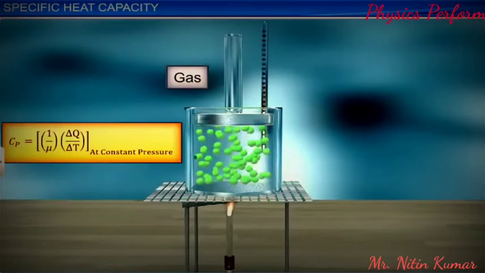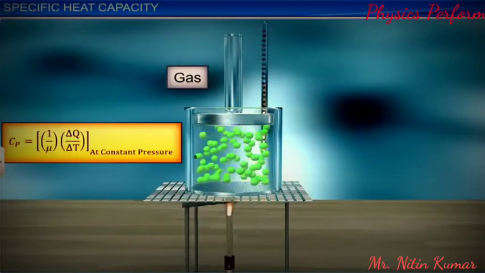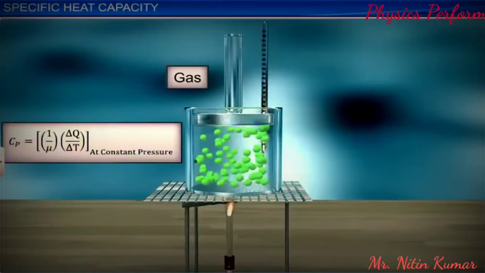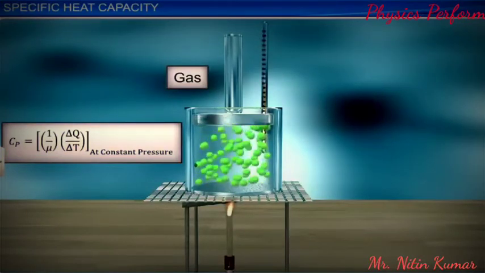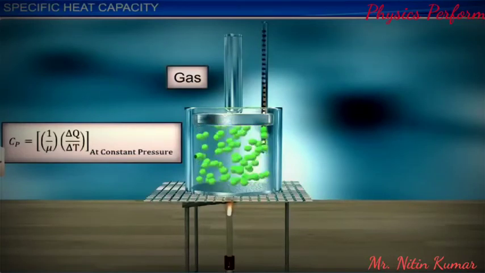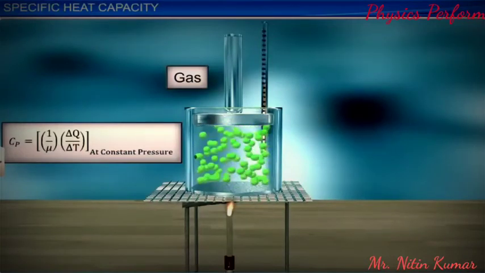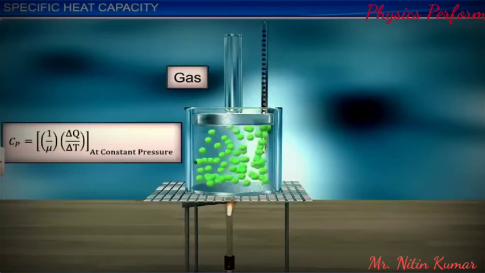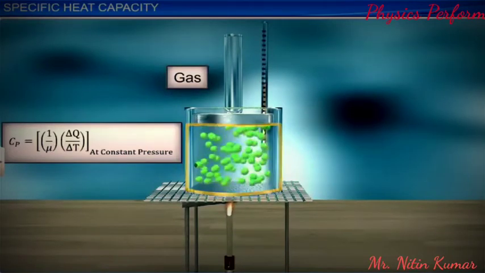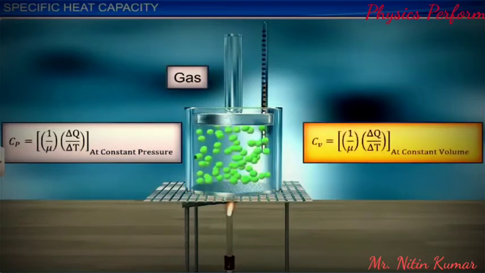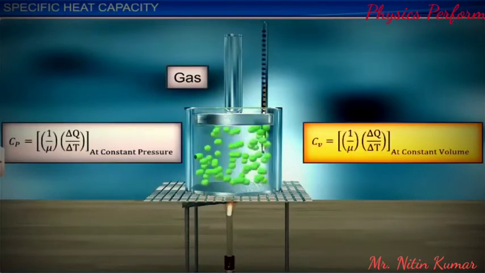The molar specific heat capacity at constant volume, denoted by Cv, is the heat required to raise the temperature of 1 mole of a given gas at a constant volume by 1 unit. Cv is equal to 1 by mu into delta Q by delta T at a constant volume.